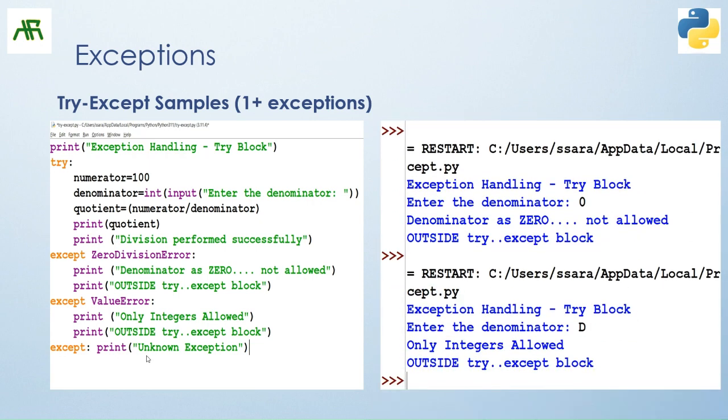So these are the results when this block is executed. If there is a 0, similar to the previous example, denominator is 0. But if I entered an alphabet, it says only integers allowed, and I'm coming out of the except block.